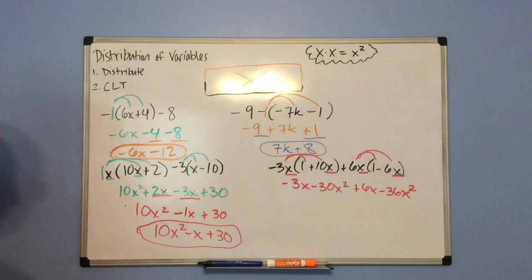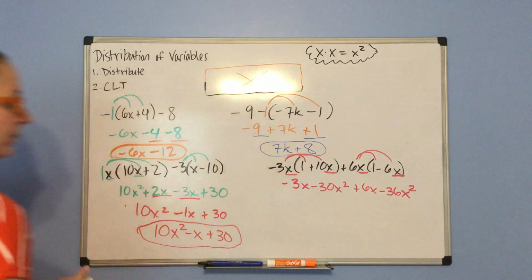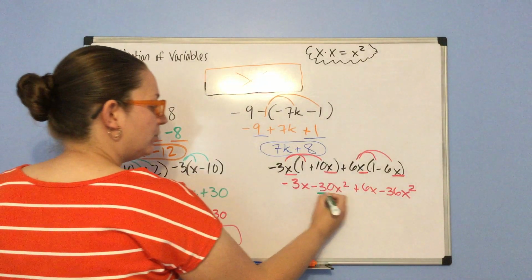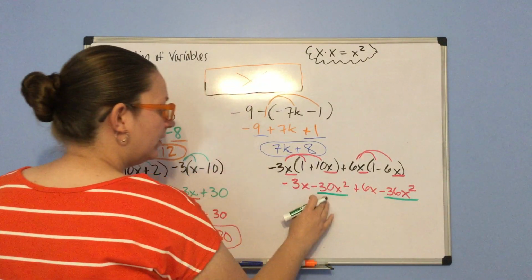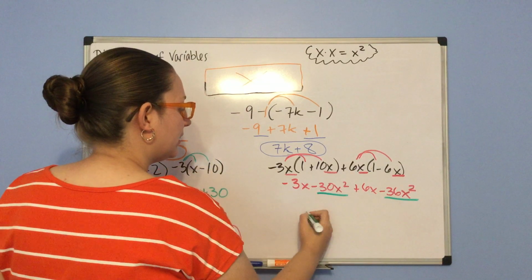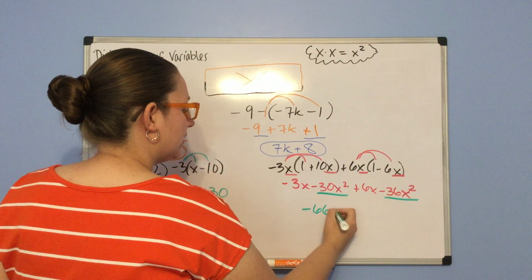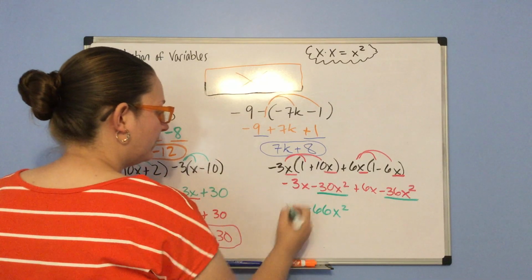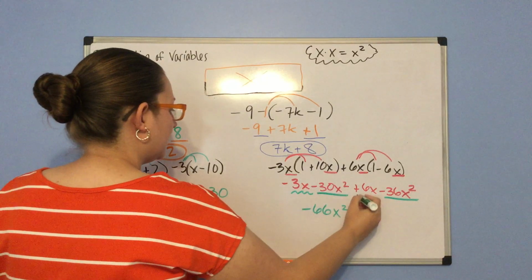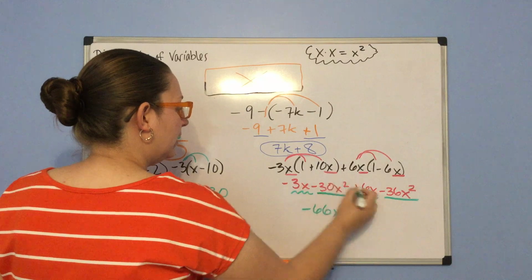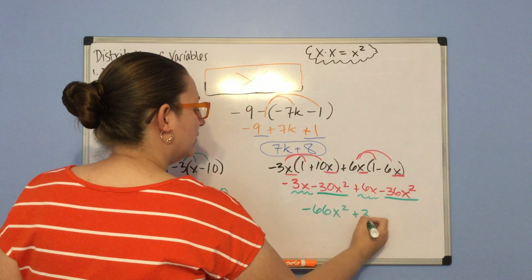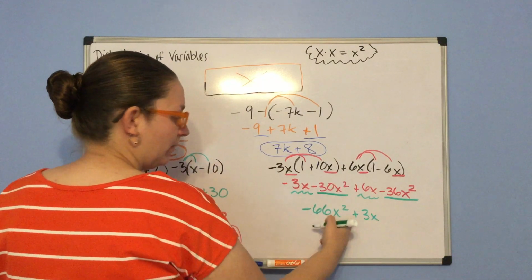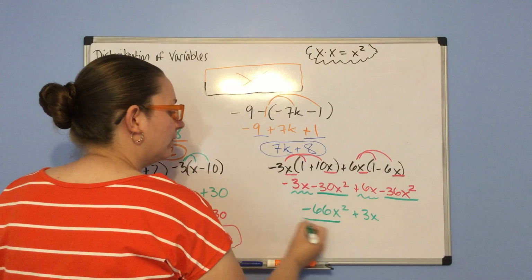Let's see if we can combine any like terms. I have two x squared terms. -30 minus 36 is -66x squared. -3x plus 6x. -3 plus 6 is positive 3. Again, make sure you have a plus sign in between.